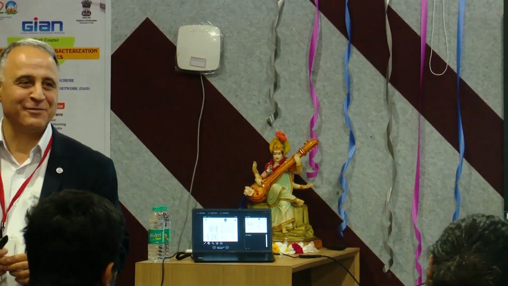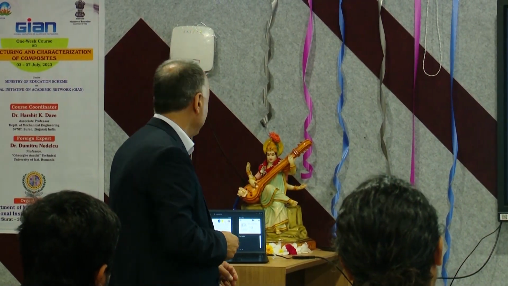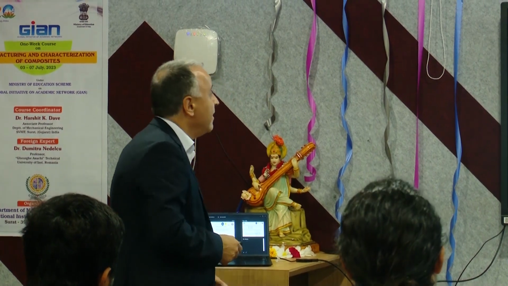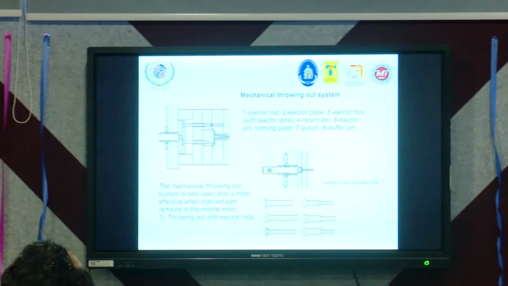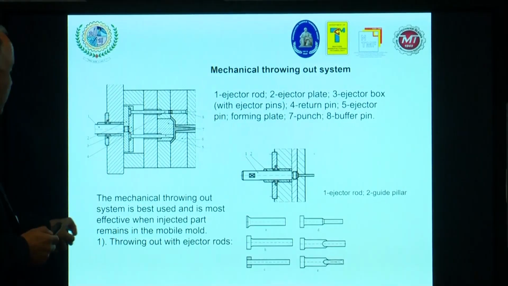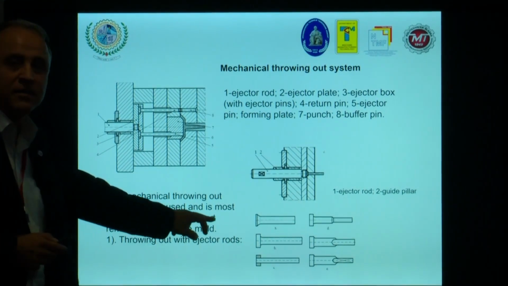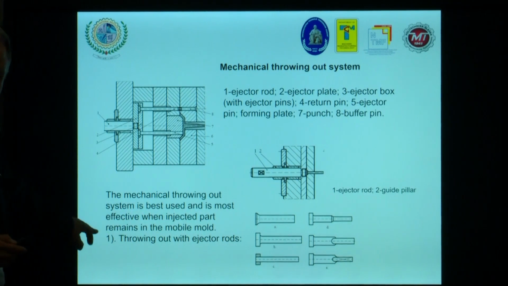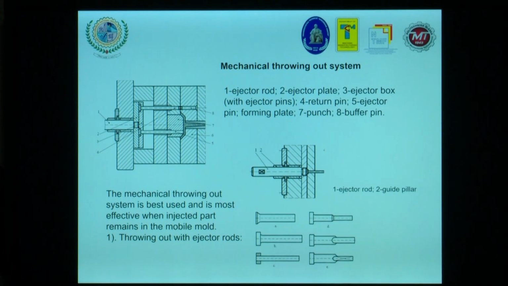Yeah, and they are very good from this point of view. But another one is the mechanical drawing out system, a different type. The mechanical drawing out system is best used and is most effective when the injected part remains in the movable mold, I mean on the left mold. So in this case, please use this one.